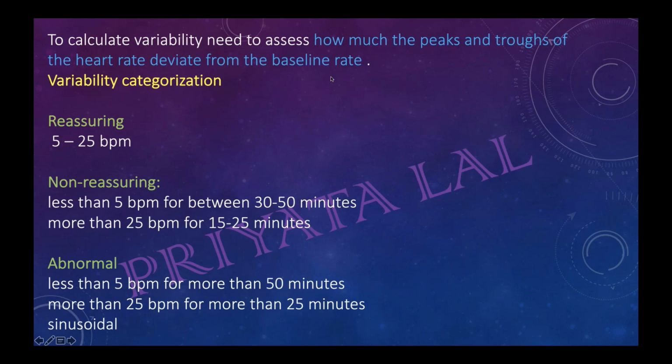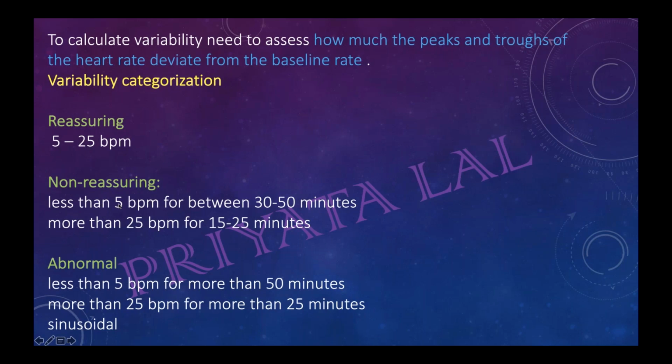Usually we take a 1 centimeter strip, calculate the peak and the low, and subtract them to get the variability, but I will explain it, don't worry. This is directly from the NICE guideline, and you have to know it. If it is between 5 to 25 beats per minute, we are happy.